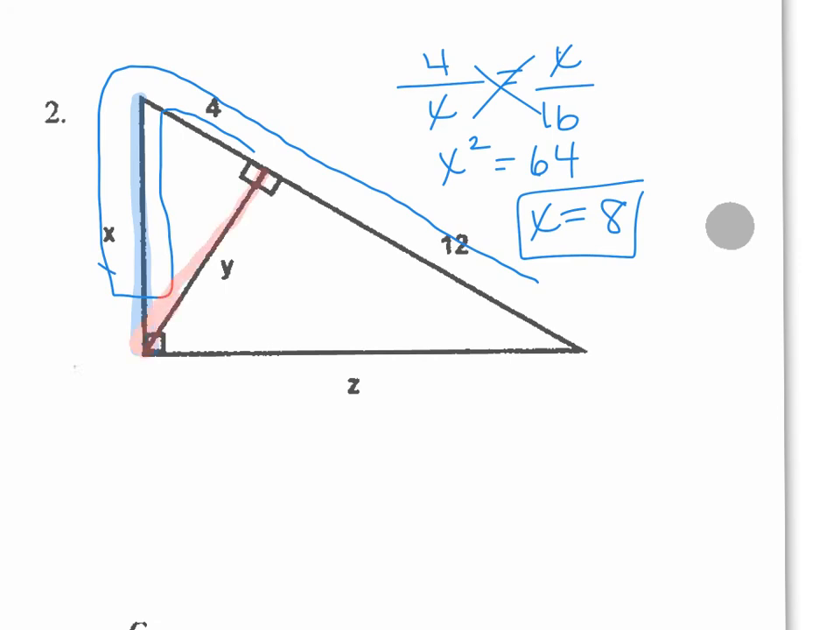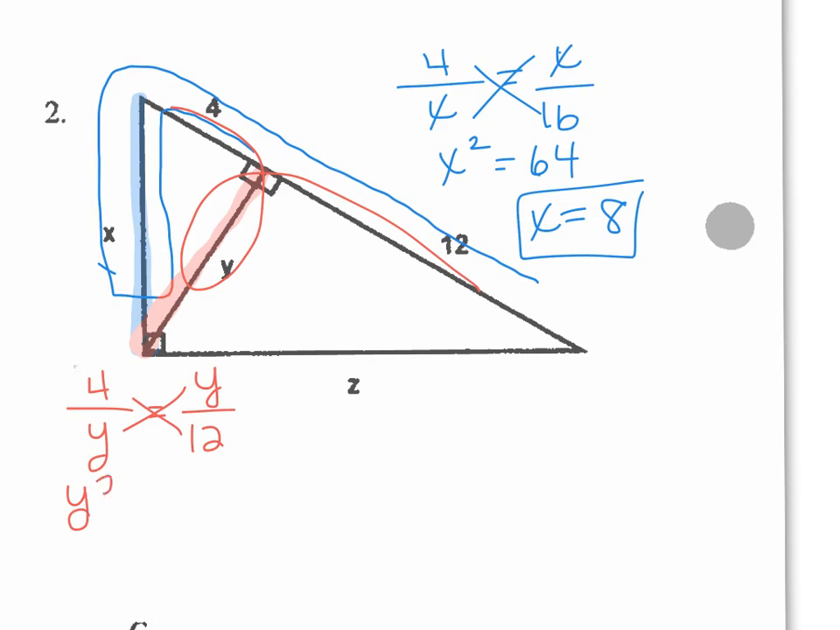So now let's do y. Is y the altitude or is y a leg? Y is not the leg. Y is the altitude. So how I find the altitude is I draw my snake. It's going to be piece over the altitude equals the altitude over the other piece. Cross multiply, I have y squared equals 48. Square root. I know it's 16 and 3. So y is 4 rad 3.